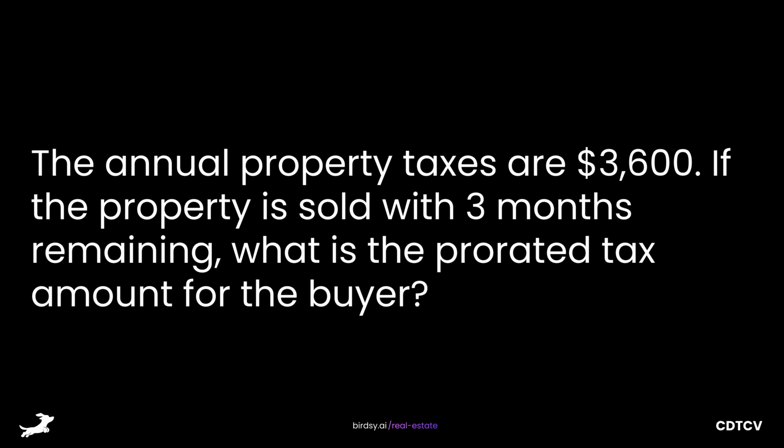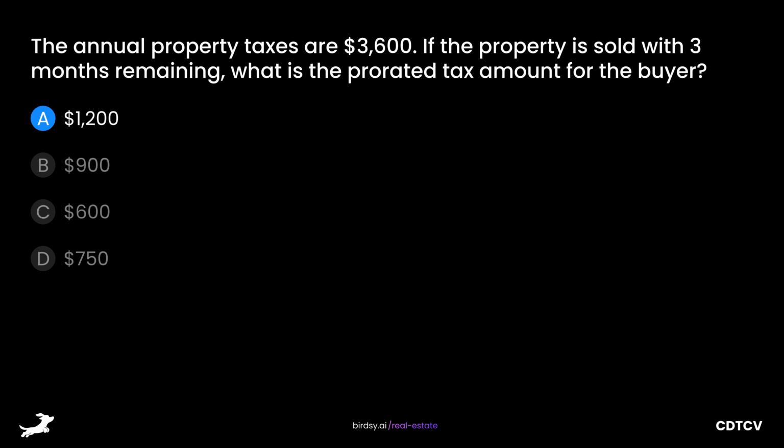If the property is sold with 3 months remaining, what is the prorated tax amount for the buyer? Is it A, $1,200, B, $900, C, $600, or D, $750? The answer is B, $900.